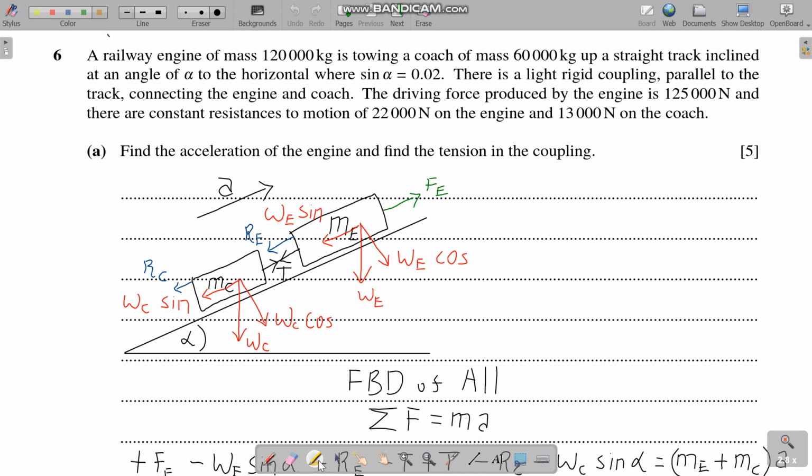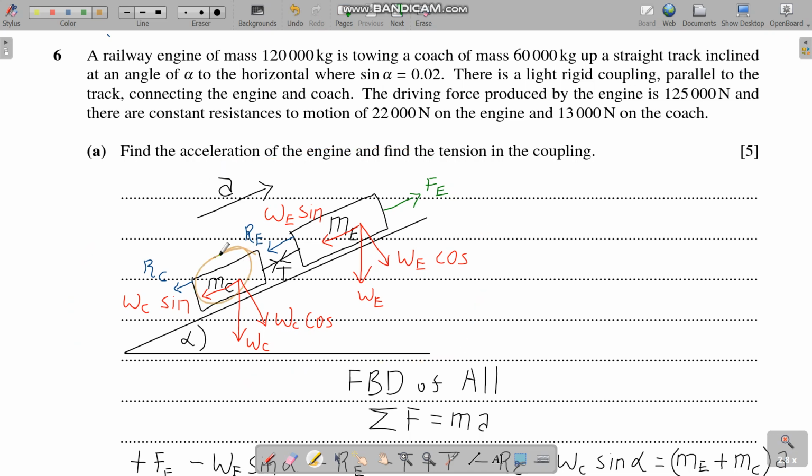A railway engine of mass 120,000 kg is towing a coach of mass 60,000 kg up an incline. We have the angle, sine alpha, the driving force, and the resistance to motion on the engine and on the coach. Find the acceleration and the tension. Okay, so first of all we need to draw the FBD.